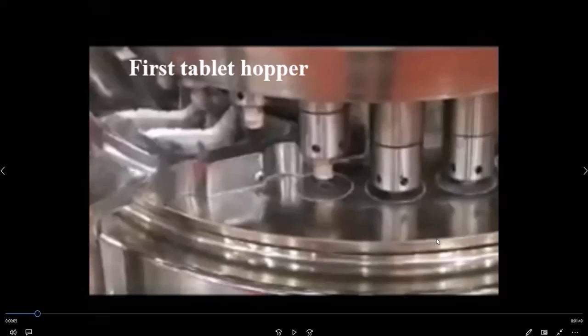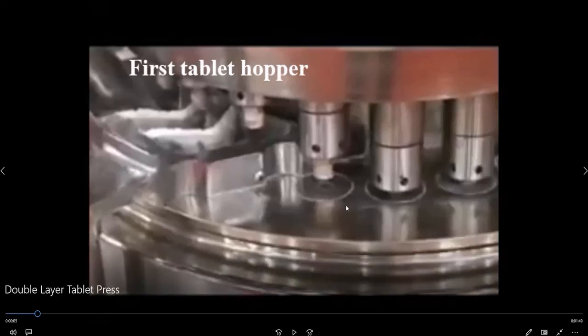These two compressions will result in two-layer tablets. Usually each layer will be of a different color, so the tablet that you will see will have two different colors when it is produced. So I want you to pay attention to what I explained to you already and to the video that you will see, because it will show you the whole process which I discussed.